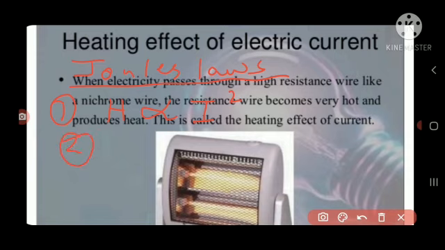Second law, heat produced is directly proportional to the resistance. That means the greater the resistance, the greater will be the heat generated. And third one, heat produced is directly proportional to the time of current flow. That means the more time the current flows through the circuit, the more heat will be generated. These are the three laws regarding Joule's laws of heating.